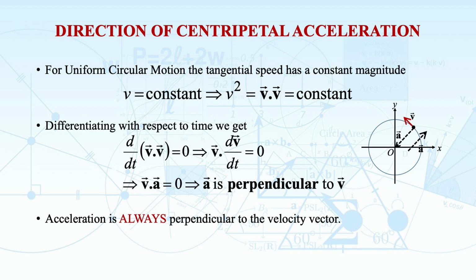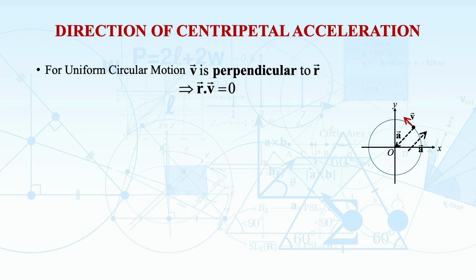So basically what you have proved is that velocity is always perpendicular to the acceleration vector, but we have yet to determine whether the acceleration vector is along R or opposite to R. That means, is it directed towards the center of the circle or outwards from the center of the circle? So let us now try to find the derivative of R dot V. You know that R is perpendicular to V. So the derivative of R dot V has to be 0.